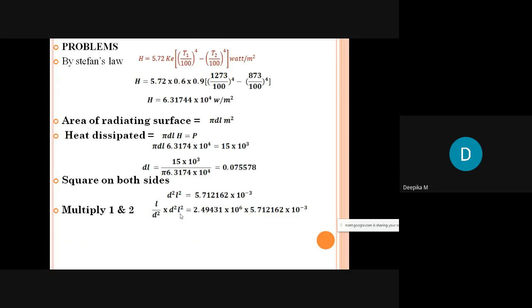Therefore, LHS should be multiplied with LHS and RHS should be multiplied with RHS. You can see here that D square and D square will get cancelled out. To cancel this term only, we have done the square on both sides. So this D square and D square will get cancelled and L cube will be equal to this value, and now L will be equal to 24.2428 meter. So this is the length of the wire, that is, the length of the heating element we have designed.